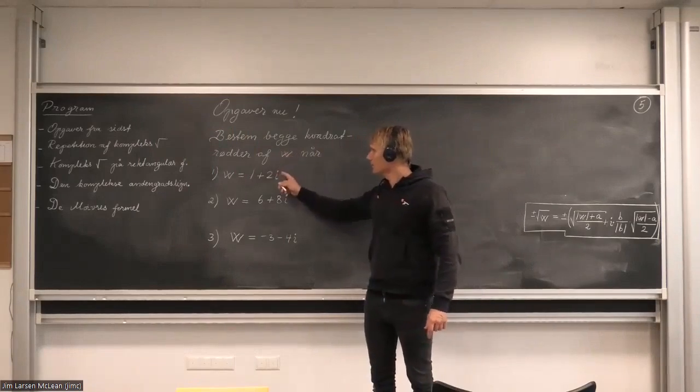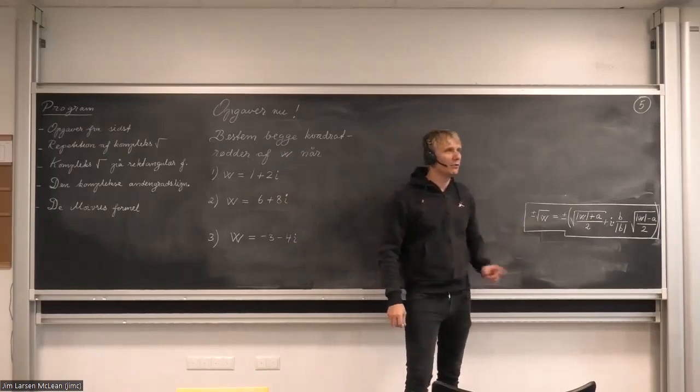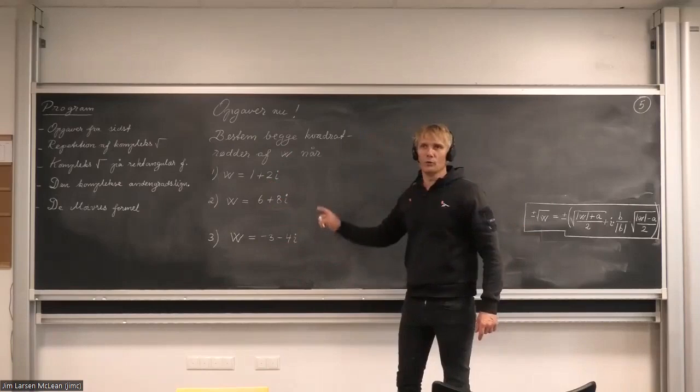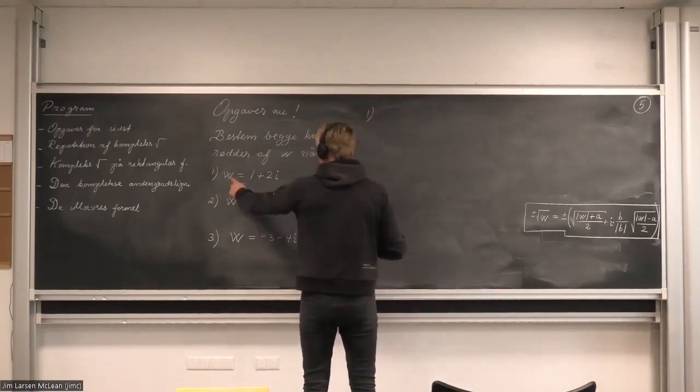So we need to find both square roots of w for these cases. What we need to do is simply plug into that formula there, and we can just try that. I reckon we'll just solve the first one, and the other 2 will be done in the same way. All right, for problem 1, it says w is 1 plus 2i.